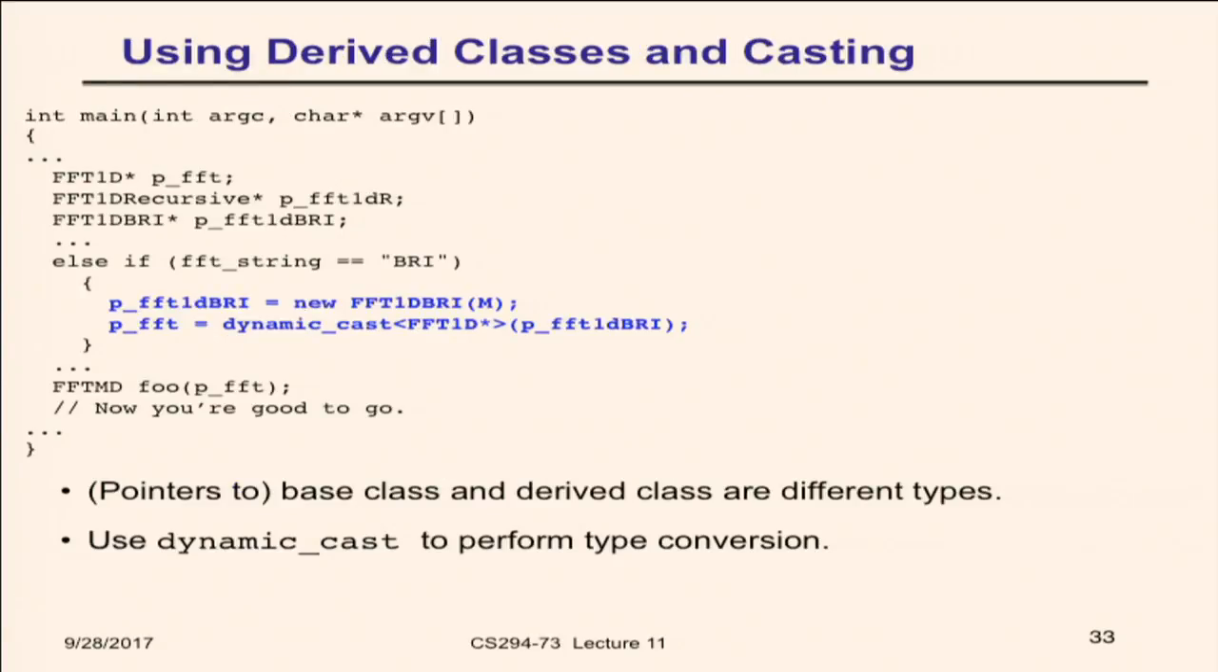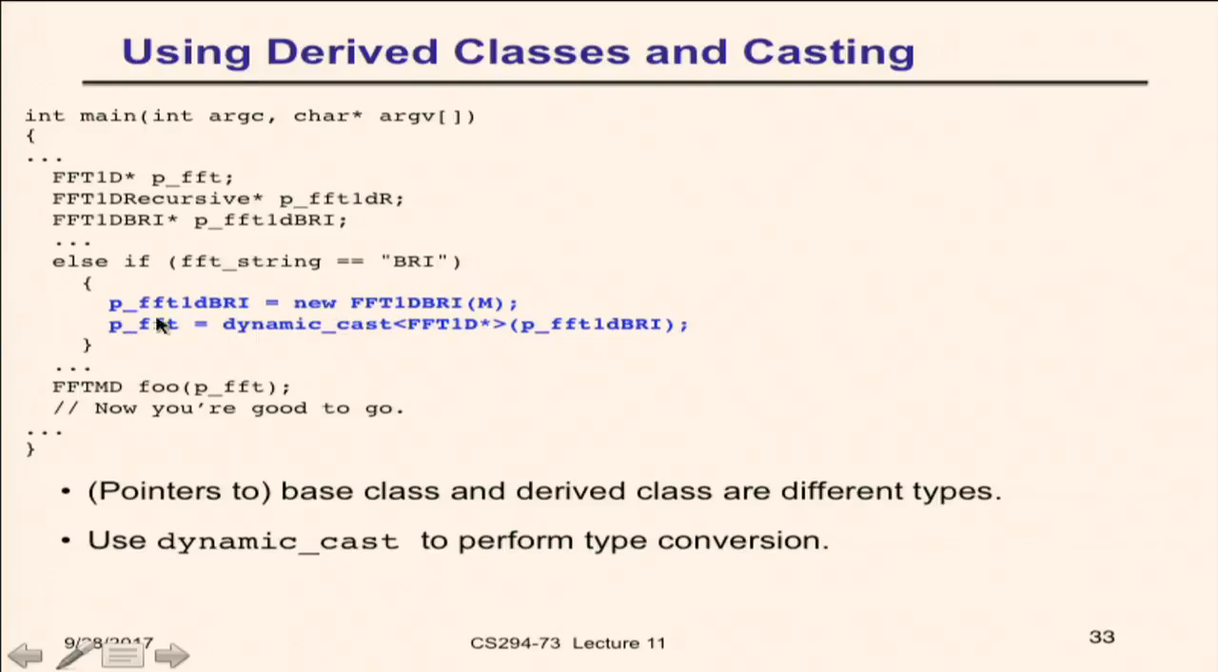Now, there's still one more thing to go, which is that I have to somehow get a version of FFT1D that actually has everything implemented. How do I make that, and how do I hand that around? So here's how I make it: I am going to create a pointer to an FFT1D BRI, let's say. So that's a new, and then it calls a constructor. Now here's the pointer to FFT.